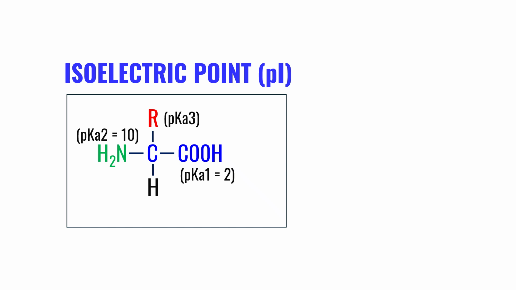So it is very important to understand the significance of the zwitterion in the calculation of isoelectric point. The other thing is you have to also understand the relevance of pKa in the calculation of isoelectric point.